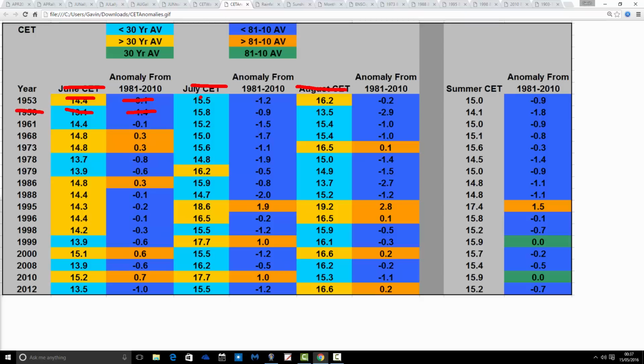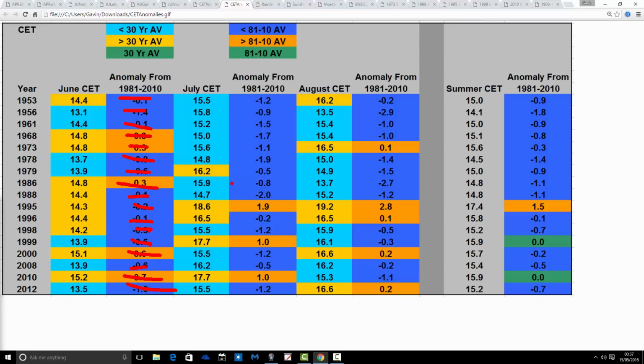And the same is true for July. What you'll notice when you look through these is that most of these summer months are coming out cooler than the 81 to 2010 average. So for June, we've got 1, 2, 3, 4, 5, 6, 7, 8, 9, 10, 11, and 12 Junes that are cooler than the 81 to 2010 average, and just 1, 2, 3, 4, 5 that are warmer than the 81 to 2010 average.